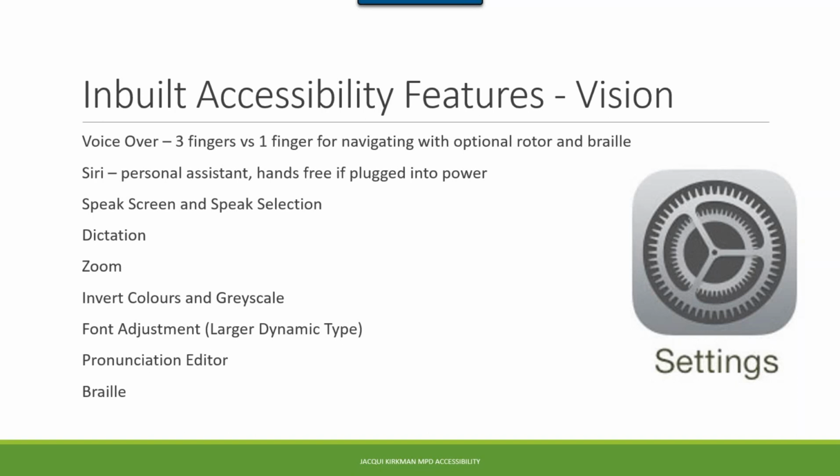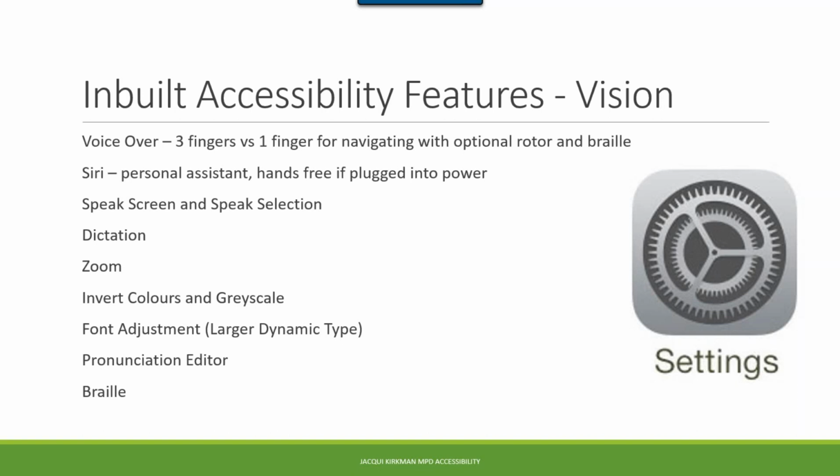Speak screen and speak selection basically means that you can get something read to you off the screen. You hold down on the text and get an option for it to speak the screen to you, speak what's on the screen. Dictation: in most apps where there is text input, you can dictate what you want to say. You activate that by pressing the little microphone button on the keyboard, and you can speak rather than type.